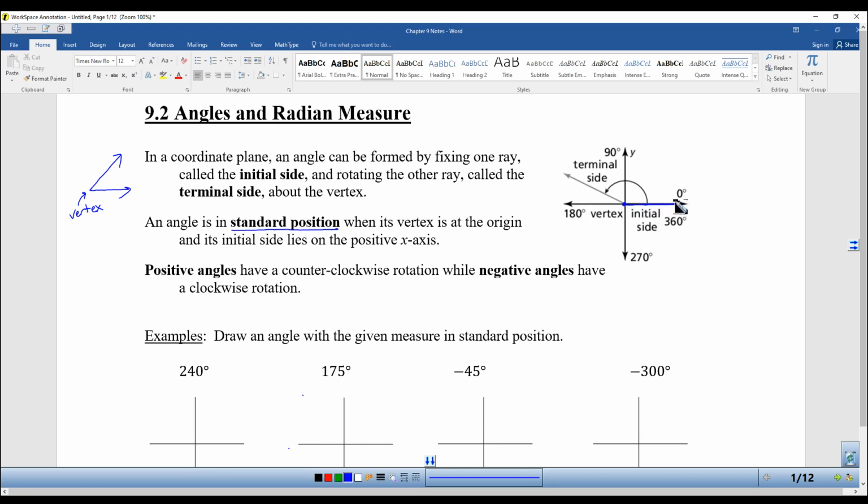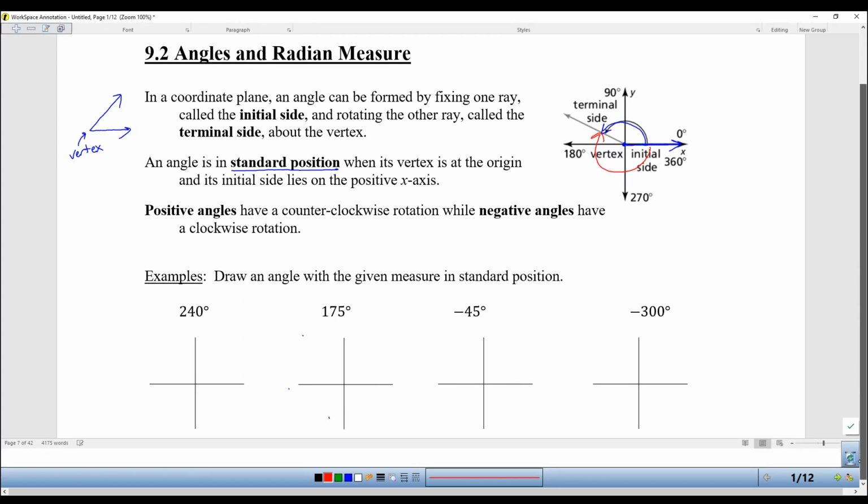the positive x-axis. So then positive angles have a counterclockwise rotation, and negative angles will have a clockwise rotation. So we'll do a few examples here to help you see what I mean. This is 0 degrees, just in case you didn't remember this from another class, 180 degrees over here, and 270. A circle is a total of 360 degrees.